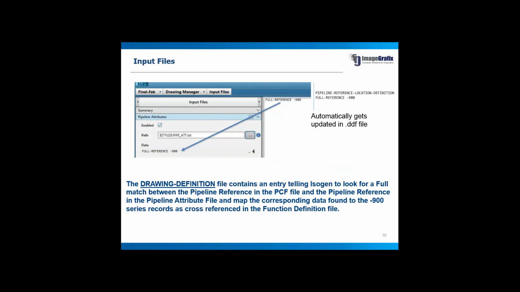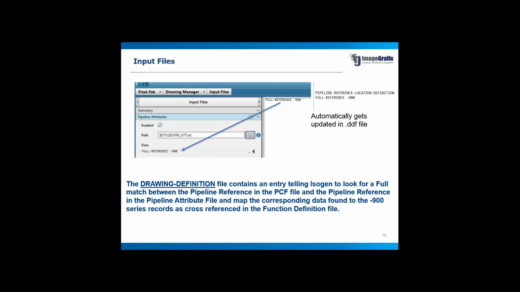Now, another thing is input files. Input files is very important because now we have defined the files, like our pipeline attribute file or maybe our function definition file, and these files have to be mapped or linked to our iConfigure, stating that this is the file and this is the format which I want to follow.